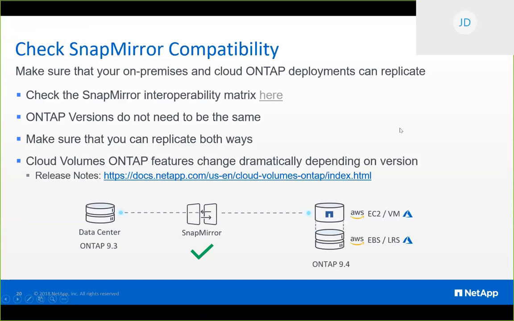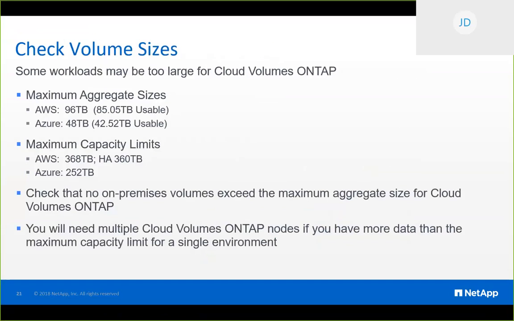Okay, so besides making sure that you're running compatible versions of ONTAP, it's also really important to make sure that none of the volumes that you're looking to replicate into the cloud exceed the maximum aggregate size that we allow for a single node of Cloud Volumes ONTAP. Volumes are a subset of aggregates. You can't have a volume that doesn't fit into an aggregate. So it's very important to understand the maximum aggregate sizes in AWS and Azure.